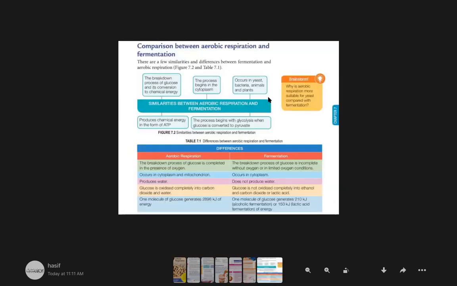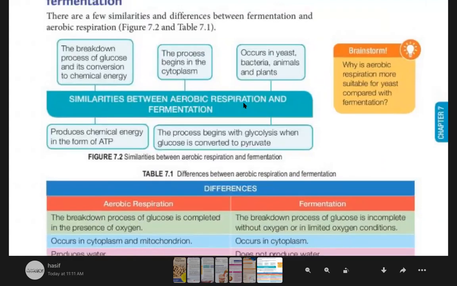Okay guys, so this is the last slide of today. So now we want to compare between aerobic respiration and fermentation. Ingat fermentation ni nama lain dia adalah anaerobic respiration. So yang ni atas ni similarity, okay, persamaan dia. Kita tengok satu-satu. Apa persamaan dia?